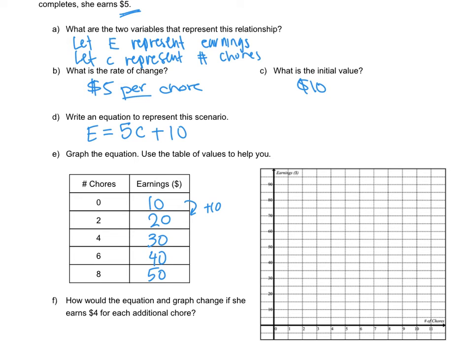Now let's go ahead and graph our line. So we're going to start at $10 for 0 chores. There's that y-intercept. And then it's increasing by 10 for every 2 chores.